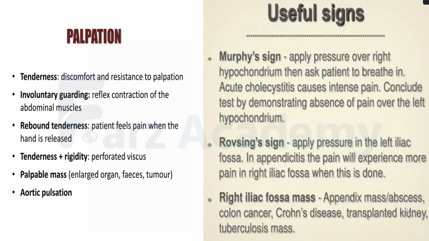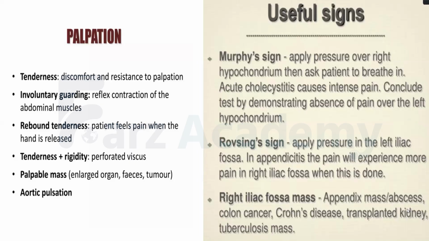Involuntary guarding is reflex contraction of the abdominal muscles, which is quite common in young ladies, in patients with a certain amount of sensitivity of the skin. Look for rebound tenderness, where patient feels pain when the hand, the pressing hand, the palpating hand is relieved. So, release of compression actually brings about this tenderness, and hence it is called rebound tenderness.